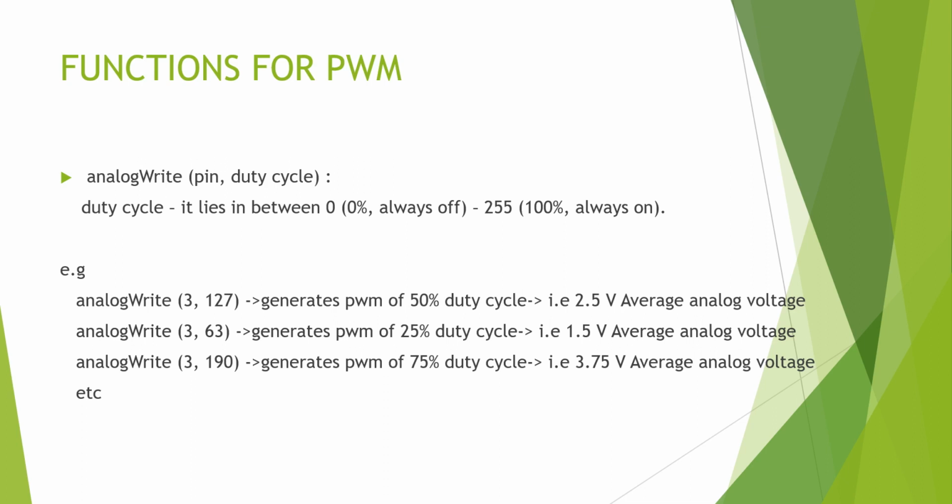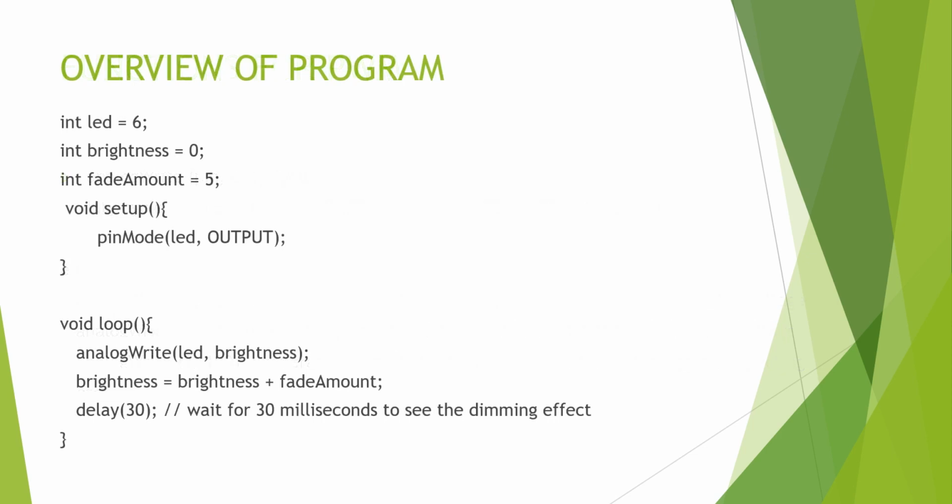Now you tell me, if instead of supplying the constant 5 volt, you supply this, what should be the nature of the device? Obviously, in case of LED, brightness is changed. In case of DC motor, speed will be changed, etc. So this is the concept of PWM. Now this is the overview of the program. First, I have taken 3 variables: LED initialized to pin number 6, brightness initialized to 0, and fade amount 5.